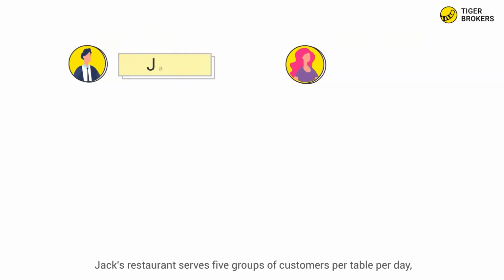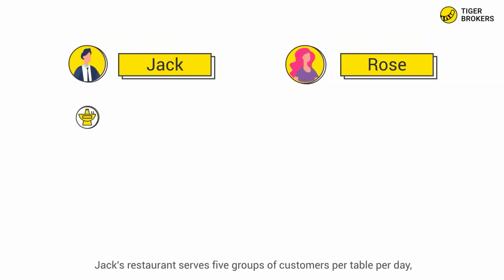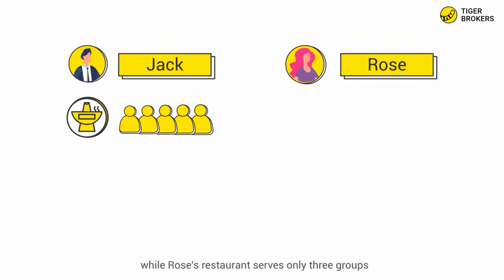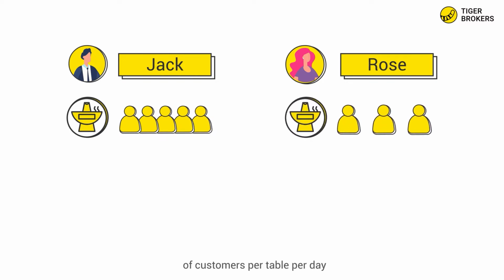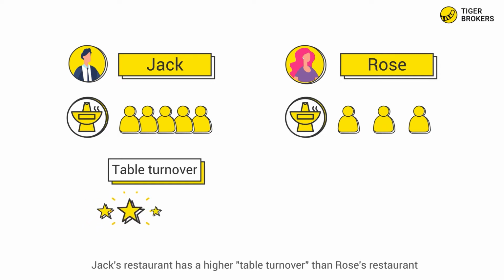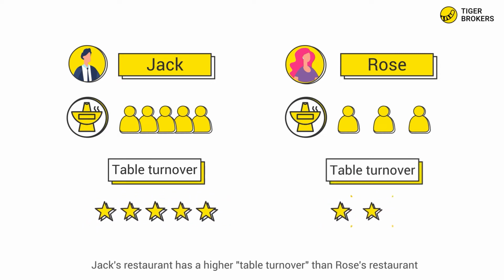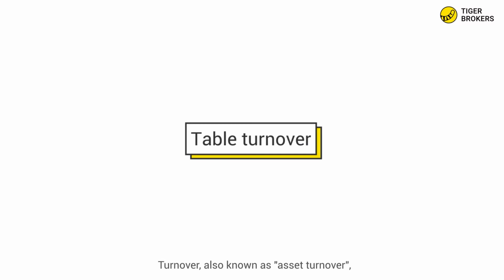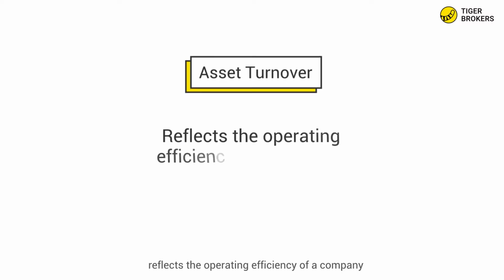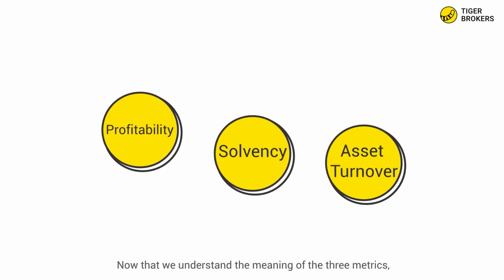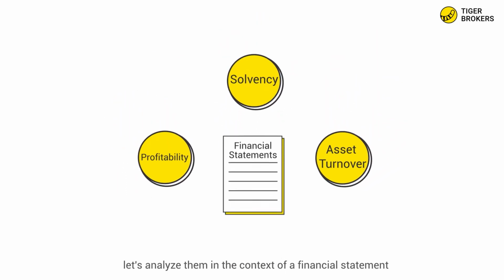In financial terms, Jack's restaurant serves 5 groups of customers per table per day, while Rose's restaurant serves only 3 groups of customers per table per day. In other words, Jack's restaurant has a higher table turnover than Rose's restaurant. Turnover, also known as asset turnover, reflects the operating efficiency of a company. Now that we understand the meaning of the 3 metrics, let's analyze them in the context of a financial statement.